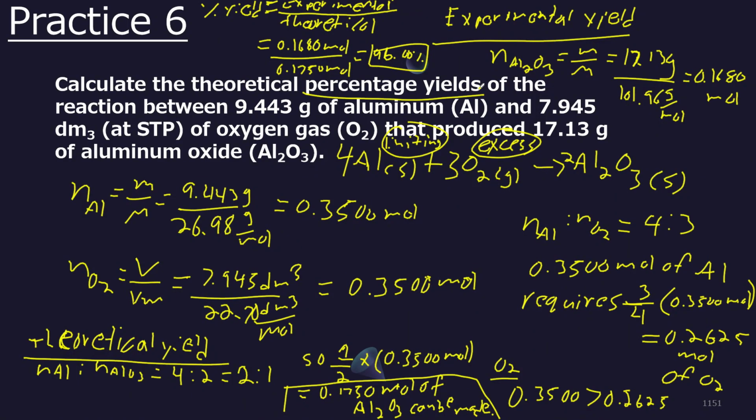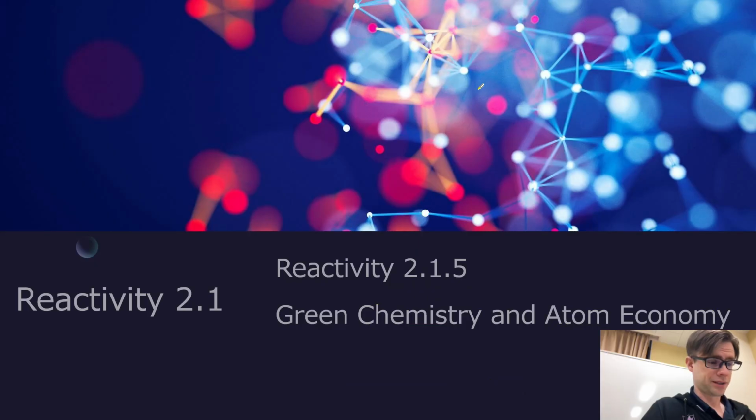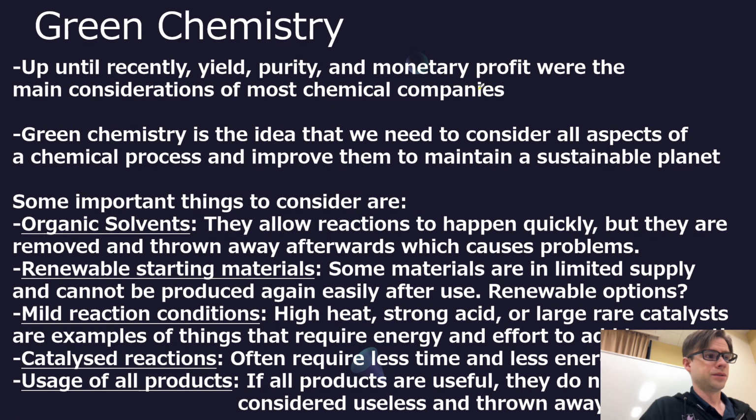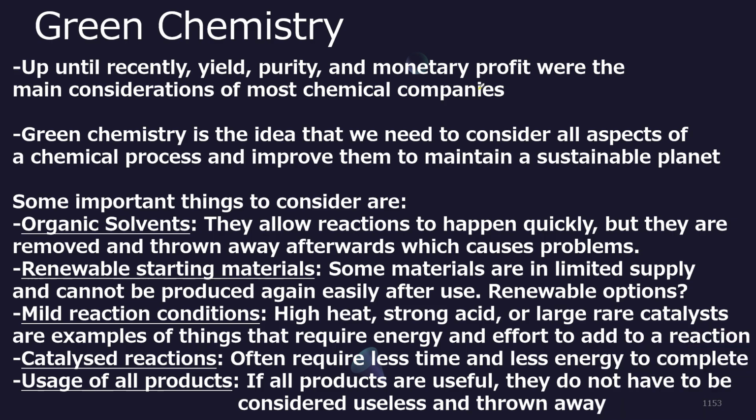All right, moving on. Last section here, 2.1.5, green chemistry and atom economy. So some points about green chemistry. Up until recently, yield, purity, and profits, economic, monetary profits, were the main considerations of most chemical companies. But the idea of green chemistry is a more recent idea, the idea that we need to consider all aspects of a chemical process and improve them to maintain a sustainable and comfortable planet to live on.